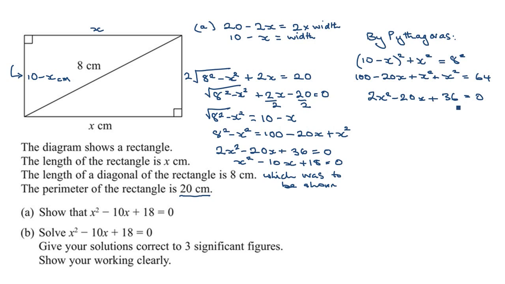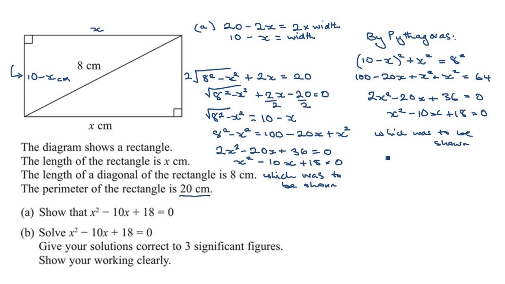And again, divide through by 2 and we get our x squared minus 10x plus 18 equals 0, which was to be shown. So I think you can see that there was an easier way of doing it, but both methods should produce the same result. So we've shown that x squared minus 10x plus 18 equals 0.